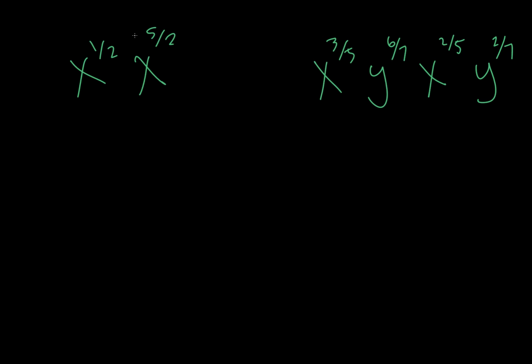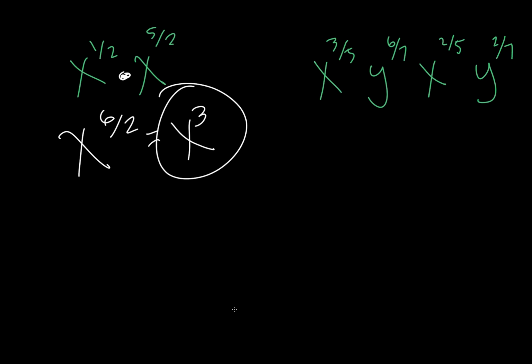This is a situation where we add exponents because our operation is actually multiplication, but we add the exponents. So 1 plus 5 is 6, and it's still over 2. 6 over 2 would be a 3, so the answer to that is x to the third.